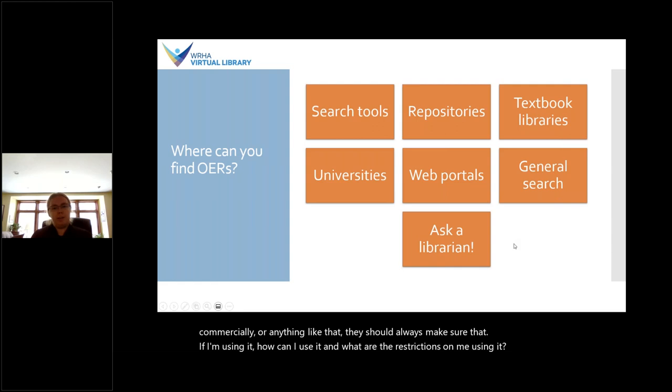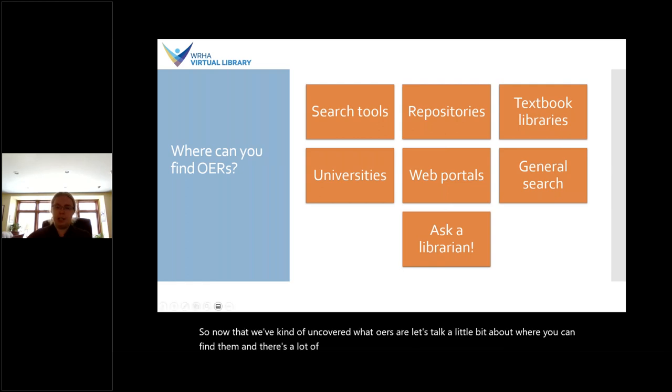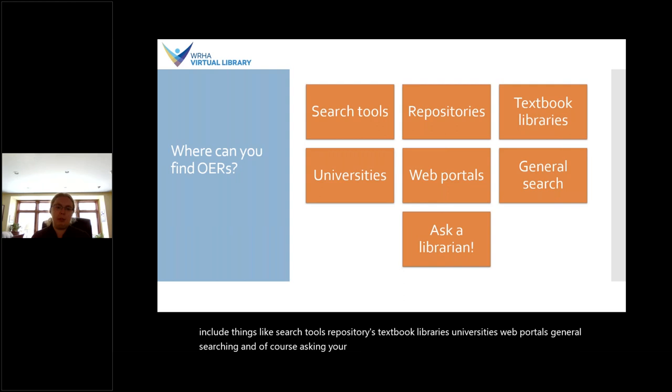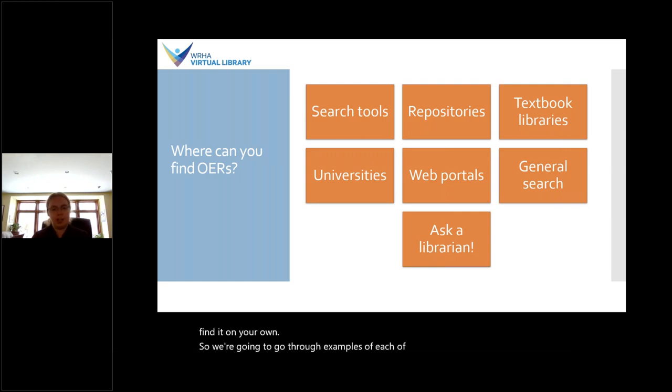So now that we've uncovered what OERs are, let's talk a little bit about where you can find them. And there's a lot of different places where you can find them out there. Those include things like search tools, repositories, textbook libraries, universities, web portals, general searching, and of course, asking your librarian. We're always happy to help you uncover an open educational resource in your area of interest if you haven't been able to find it on your own. So we're going to go through examples of each of these options to help you understand where to look and what kind of resources are out there.